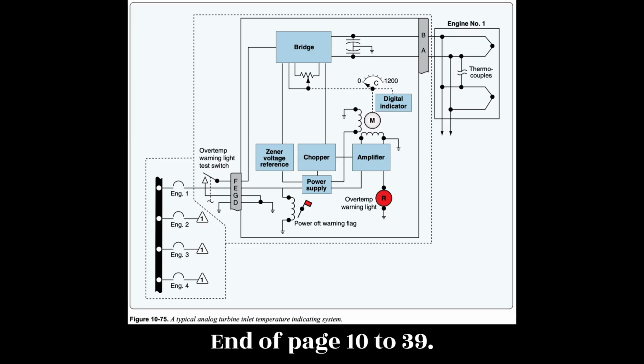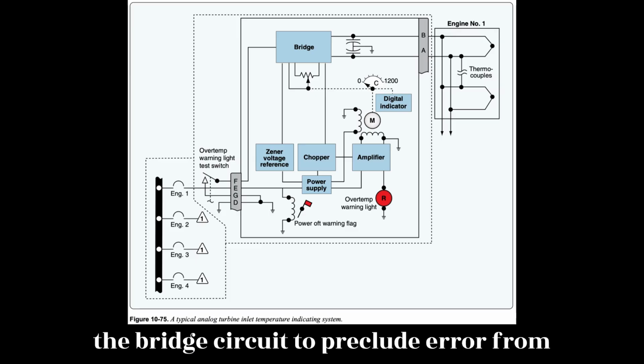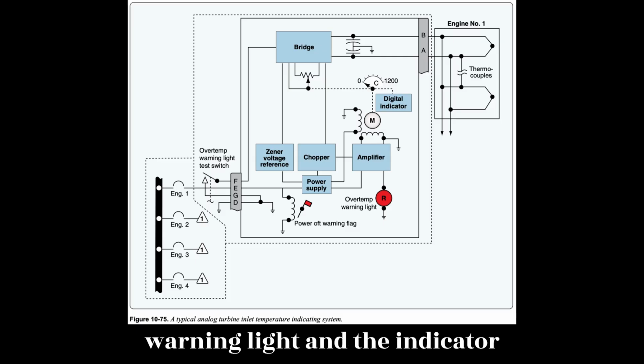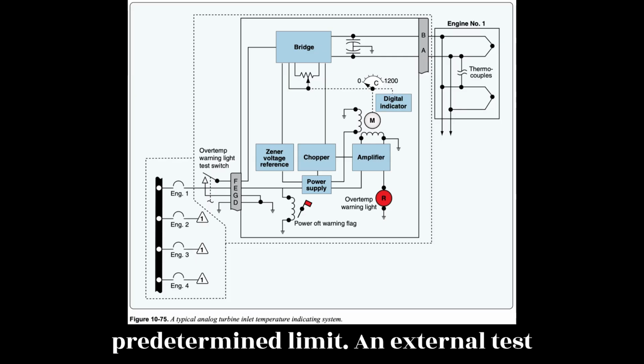End of page 10-39. The voltage reference circuit provides a closely regulated reference voltage in the bridge circuit to preclude error from input voltage variation to the indicator power supply. The over-temperature warning light in the indicator illuminates when the TIT reaches a predetermined limit.